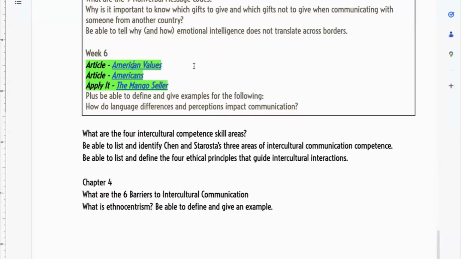I will also emphasize these 2 things. Be able to tell me the 4 intercultural competence skill areas, which are listed above in week 1 or week 2, but also be able to let me know that you know Shannon Starosa's 3 areas of intercultural communication competence: intercultural awareness, intercultural adroitness, and also intercultural sensitivity. So be able to tell me those as well. And also with the 6 barriers of intercultural communication, just let me know examples of those as well.